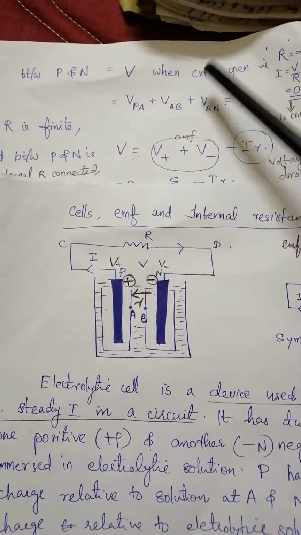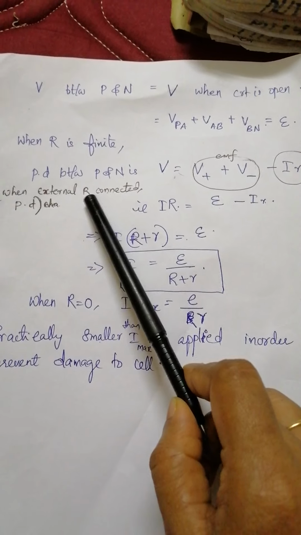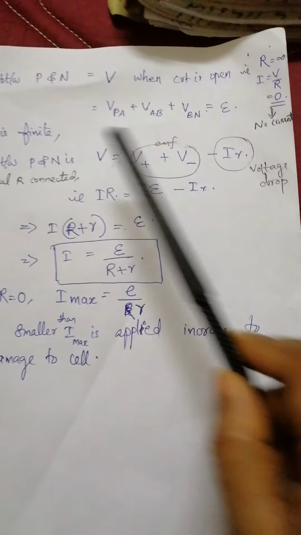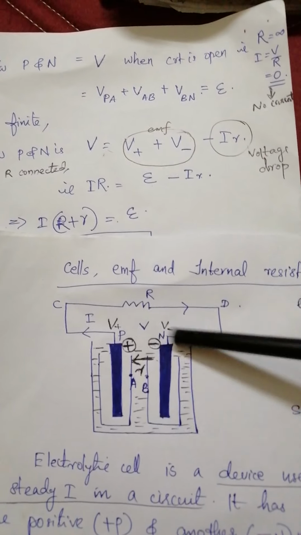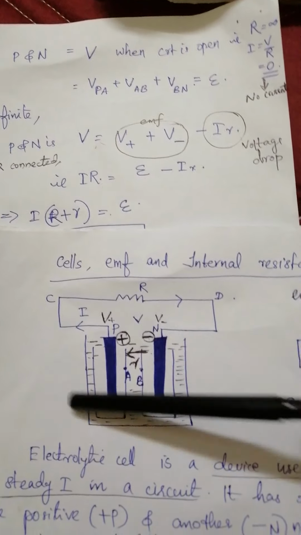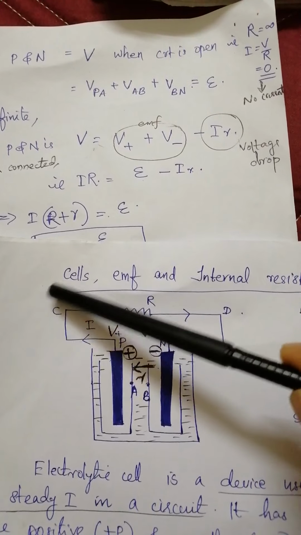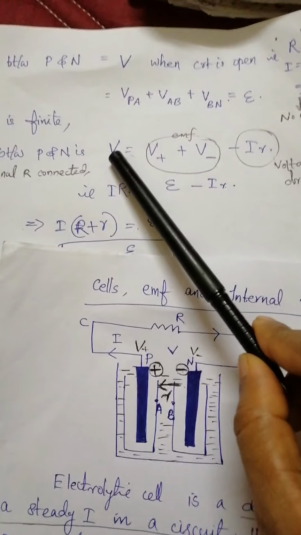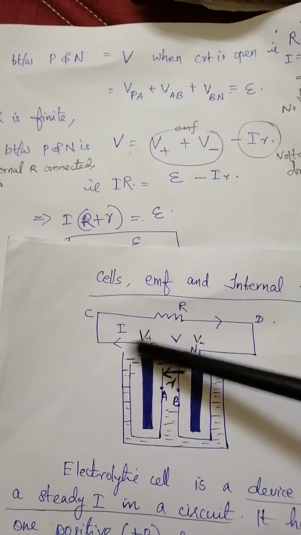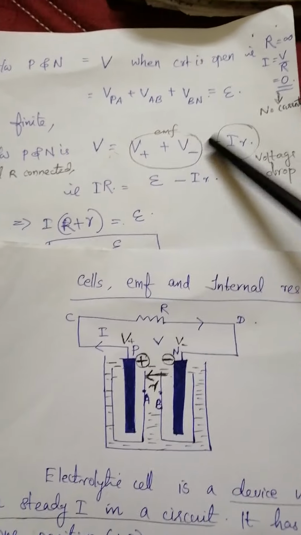Now if we consider this external circuit, what happens? The potential difference between P and N when external circuit R is connected: in this case, since the external circuit is there, it is EMF plus an additional thing. That is what we are writing here. The potential difference between P and N is this EMF minus Ir.